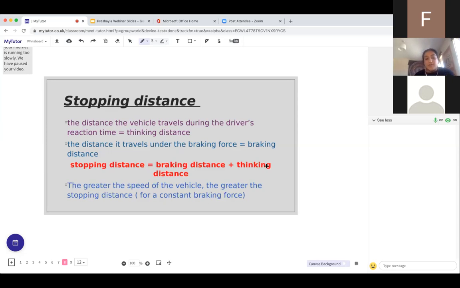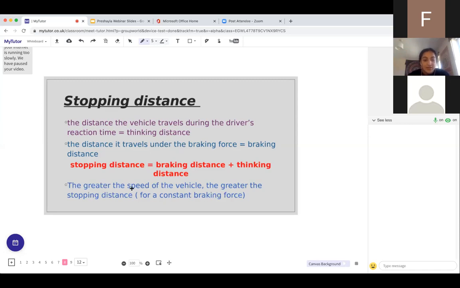Now, the greater the speed of the vehicle, the greater the stopping distance for a constant braking force. So if you're doing 70 miles per hour on a motorway, it's going to be much harder to stop your car than if you're doing 10 meters per second just pulling out of your drive. That's the idea that governs this whole thing, and the danger around stopping distances is that if you are doing a much greater speed, it's much harder to stop your vehicle, which is the whole reason that we have speed limits.